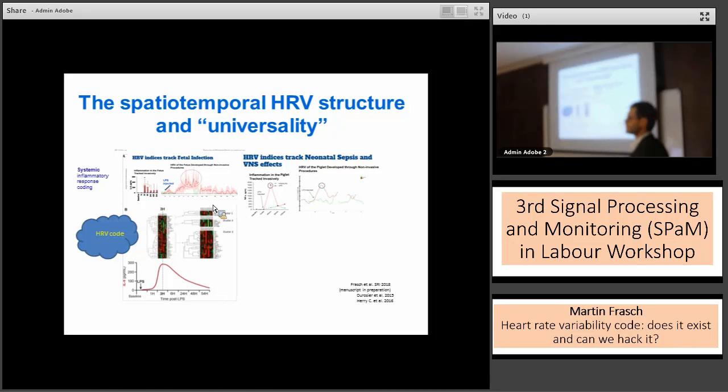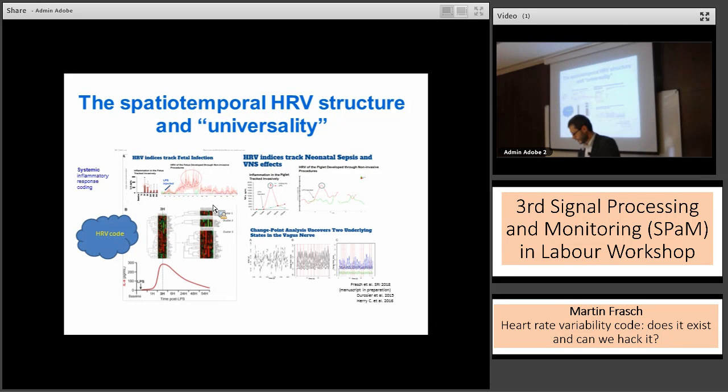If we use the vagus nerve stimulation on a different animal exposed again to the same dose of LPS, we are suppressing the TNF-alpha expression, and we are also seeing the concomitant decrease in the heart rate variability index. So there seems to be a degree of universality to such an index from species to species.